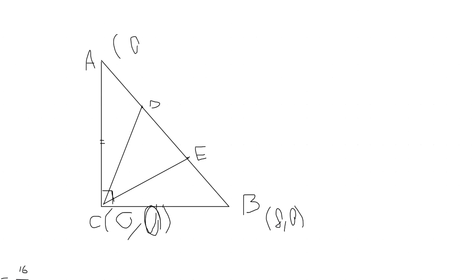And then because we know that D and E are the trisection points of AB, we can compute the coordinates of D and E. D here would be 1/3 of the way from A to B. So then D would just be 8/3 and 16/3.